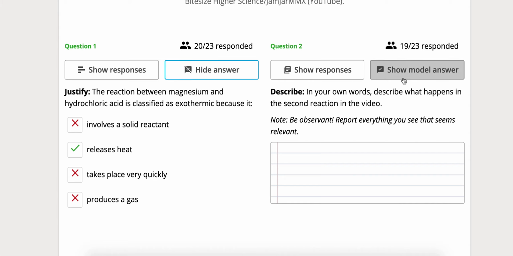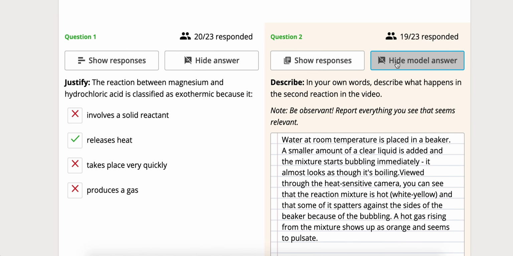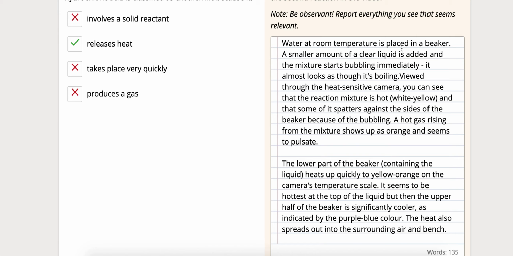Question 2. In your own words, describe what happens in the second reaction of the video. Remember, be observant, report everything you see that seems relevant. Now, if you've paused this video and had a chance to look at this clip, what you would have seen is that water at room temperature is placed in a beaker. A small amount of a clear liquid is added, and the mixture starts bubbling immediately. It almost looks as though it is boiling.